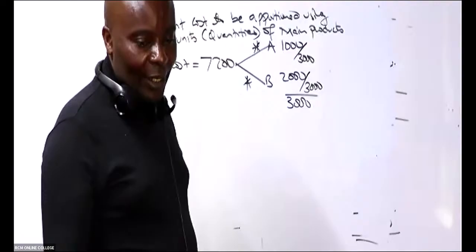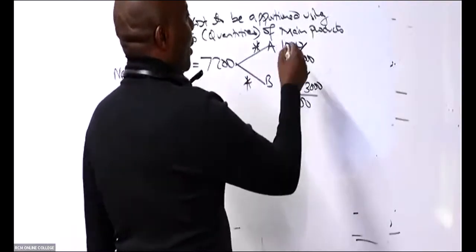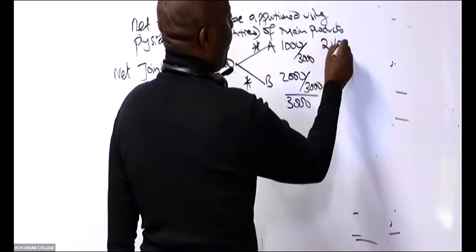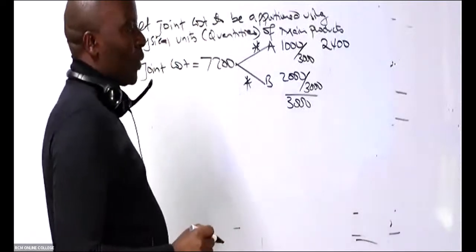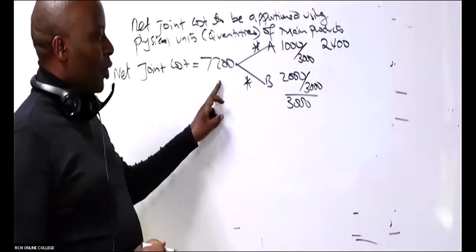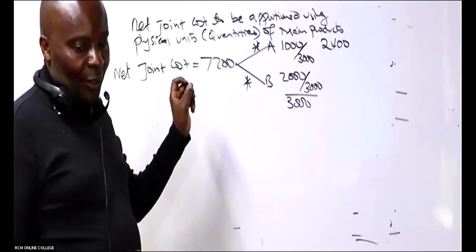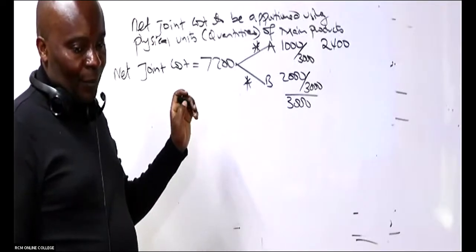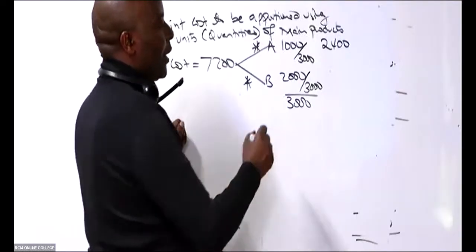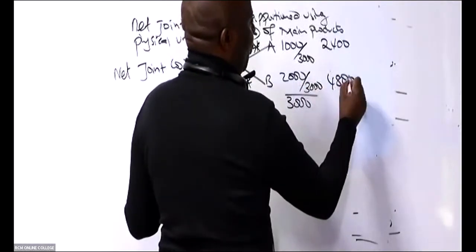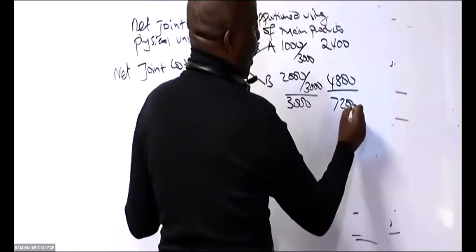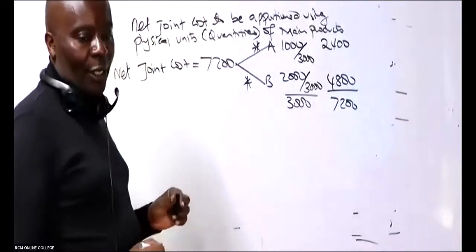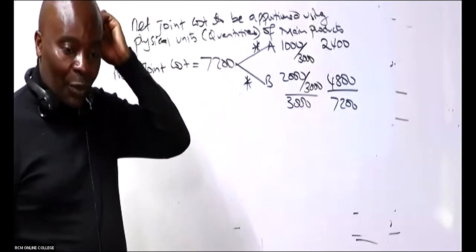So I'm being told that the first one is 2,400. Is that okay? How about 7,200 times 2 over 3? That is 4,800. If you add the two, of course, you'll end up getting 7,200.